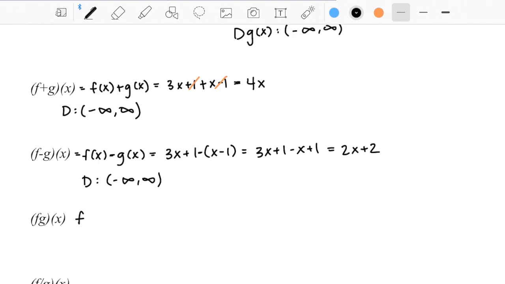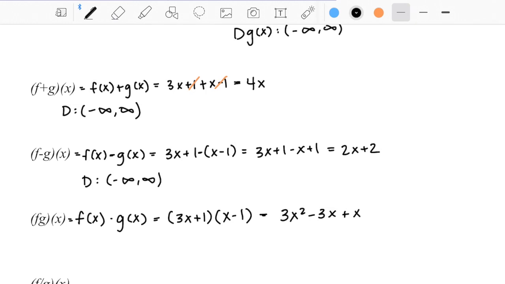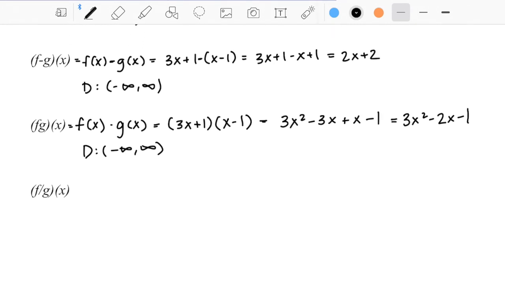Now we're moving on to multiplication. f of x times g of x. I have 2 linear functions. When I multiply them, I have to FOIL them and I'll get a quadratic. So 3x plus 1 times x minus 1. We'll go through and multiply that out. 3x squared minus 3x plus x minus 1. I'm going to have 3x squared minus 2x minus 1. I have the same thing with the domains as I did before. My domain will be negative infinity to positive infinity.